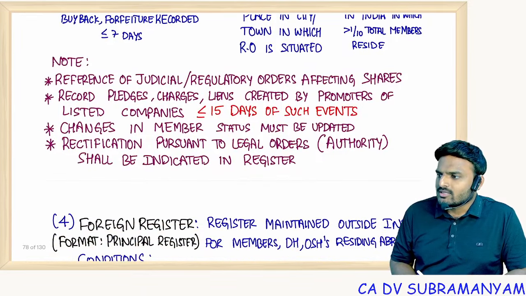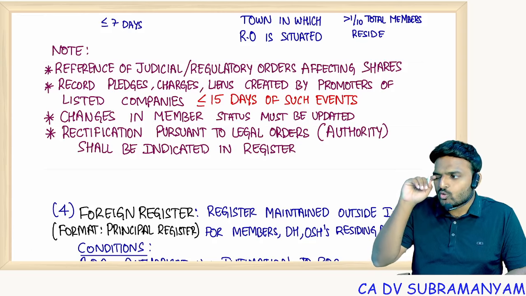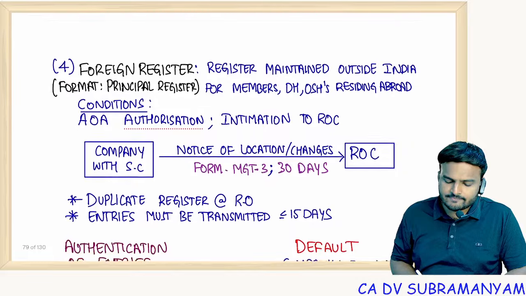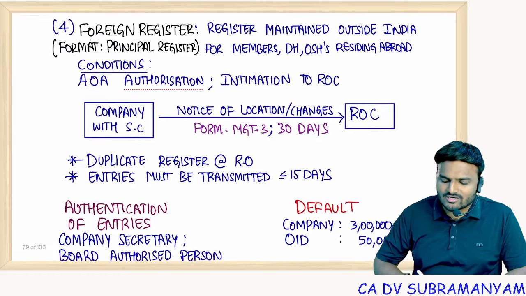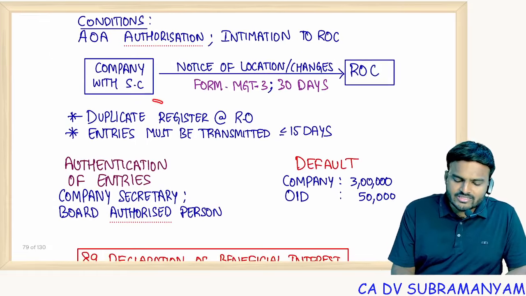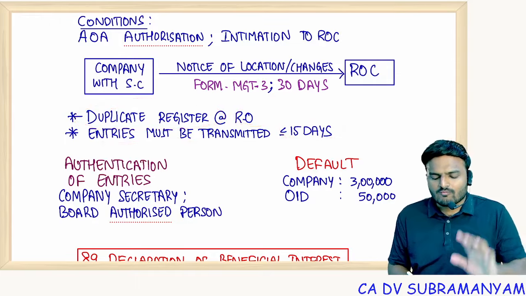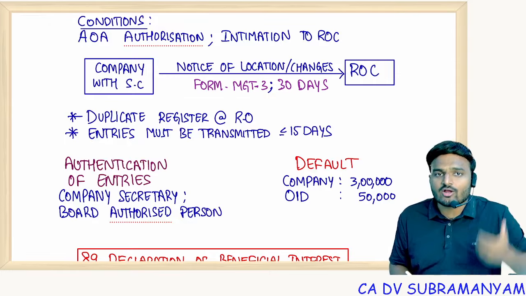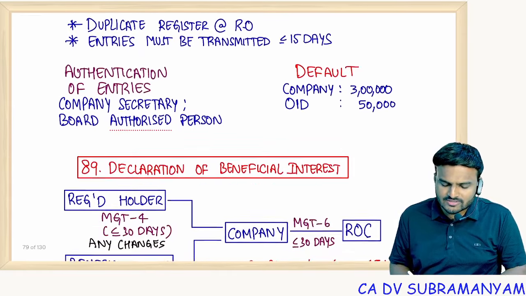Next one, listed companies. If promoters create any charges, liens or pledge on their holdings in case of listed companies, it shall be updated within 15 days of such events. Foreign register: for opening a foreign register, file form MGT 3 with the ROC within 30 days. Maintain a duplicate register at the registered office. Whatever entry is recorded in the foreign register must be transmitted to the head office within 15 days, and the head office will update the same in the duplicate register.